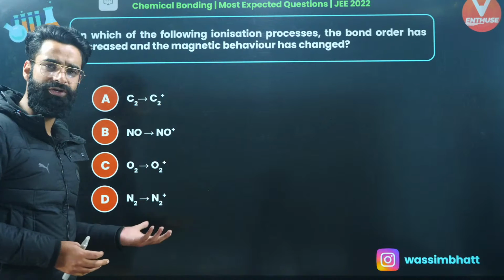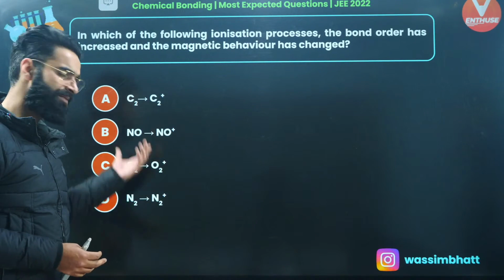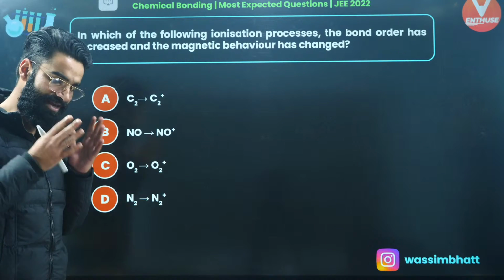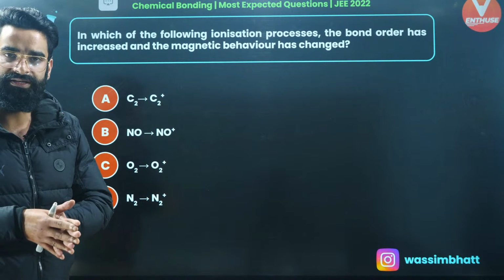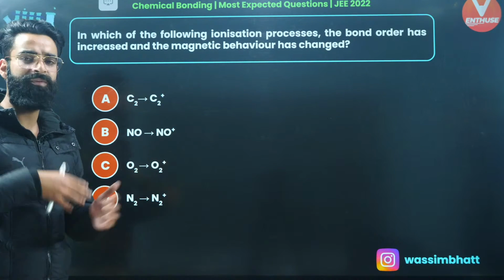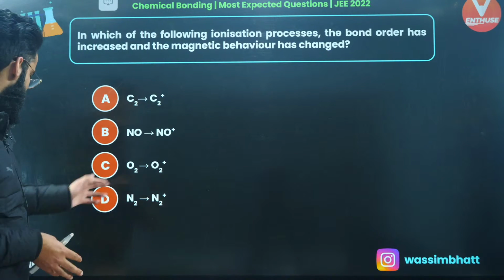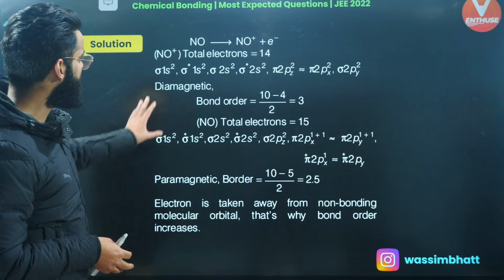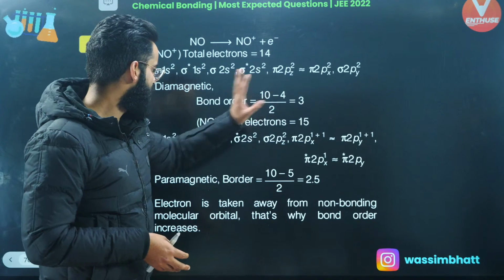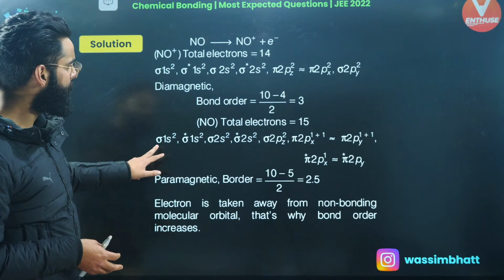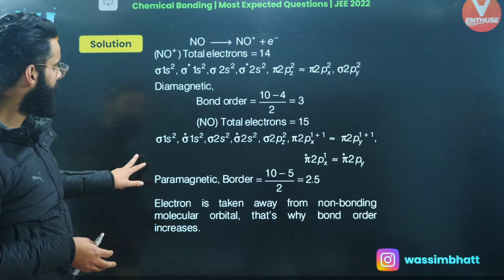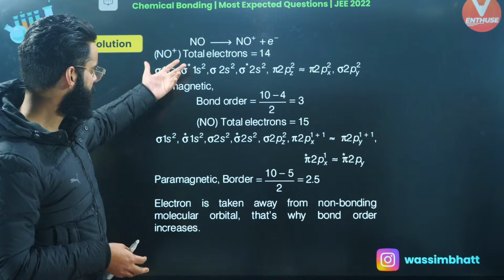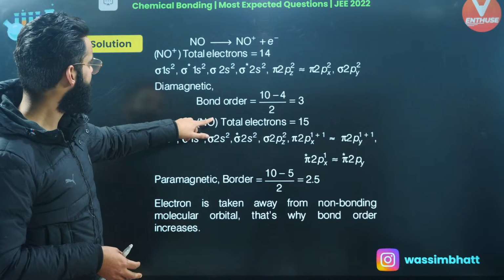In which of the following ionization processes has the bond order increased and the magnetic behavior changed? Again, a similar sort of question. You'll be writing their molecular orbital configurations and calculating the bond order, and you'll see where the bond order has increased and where the magnetic behavior has changed, right? So have a look at its solution. These are the molecular orbital configurations mentioned here for NO, NO positive and NO negative as well. This is NO negative, right?